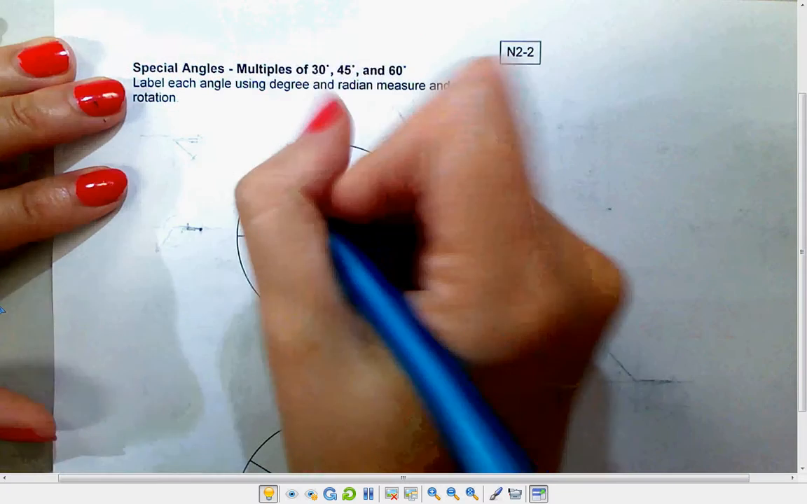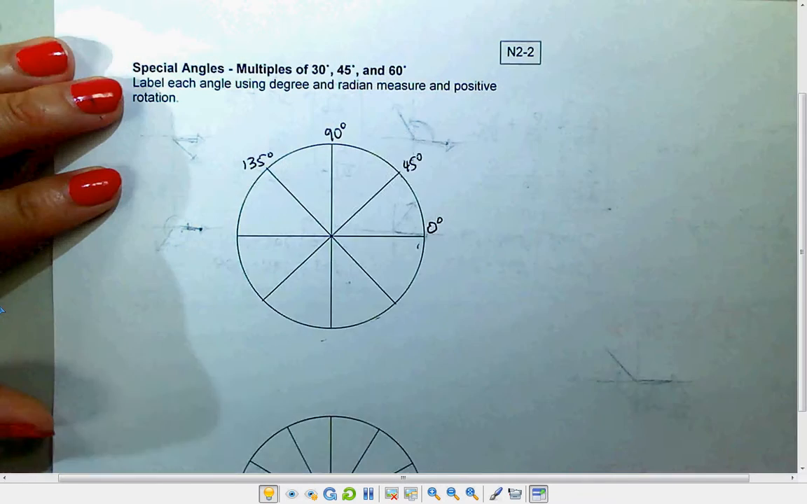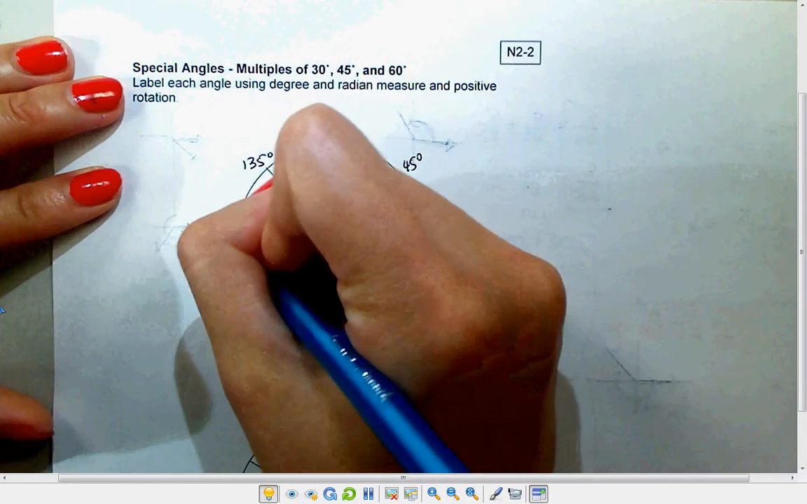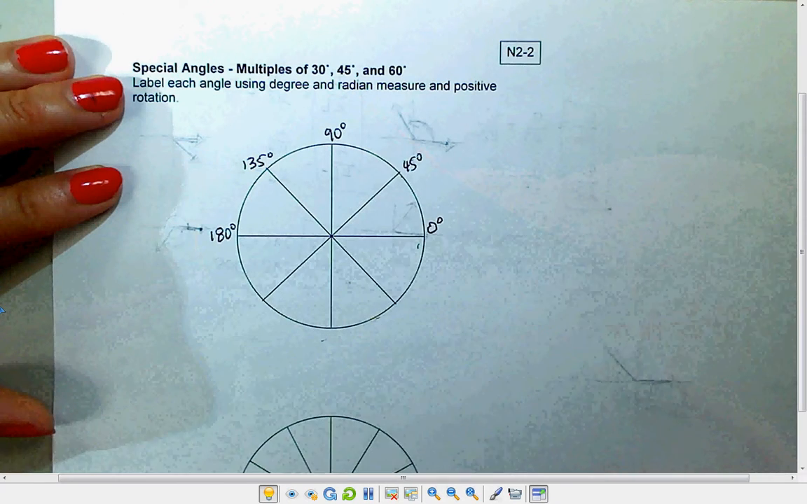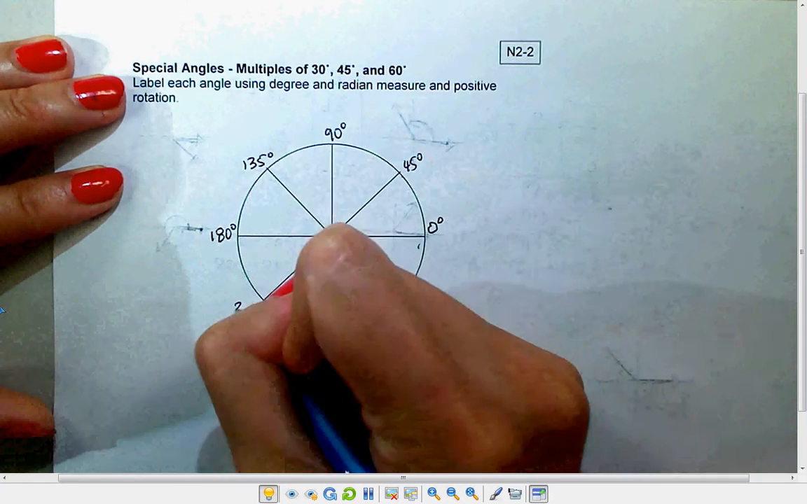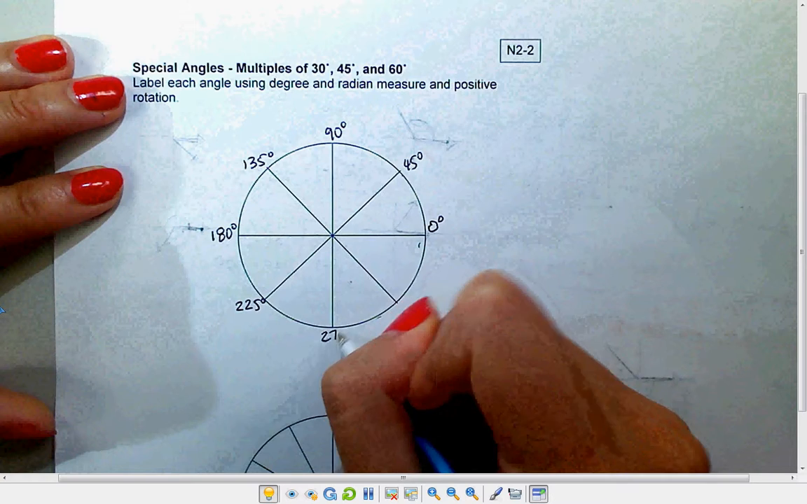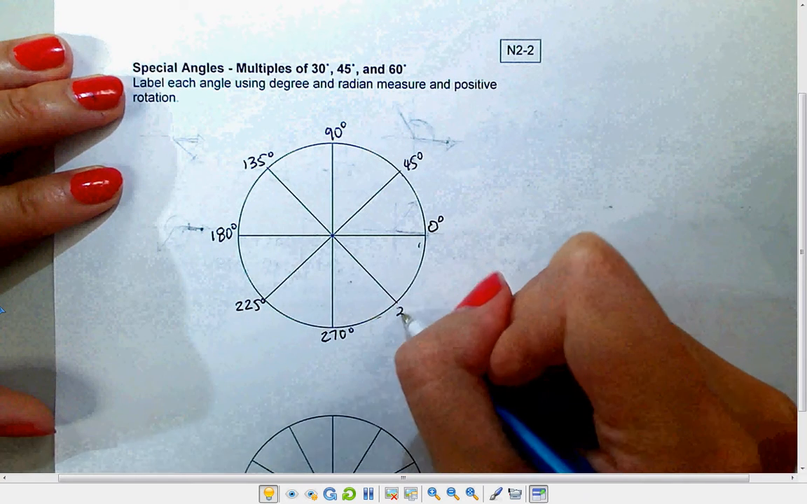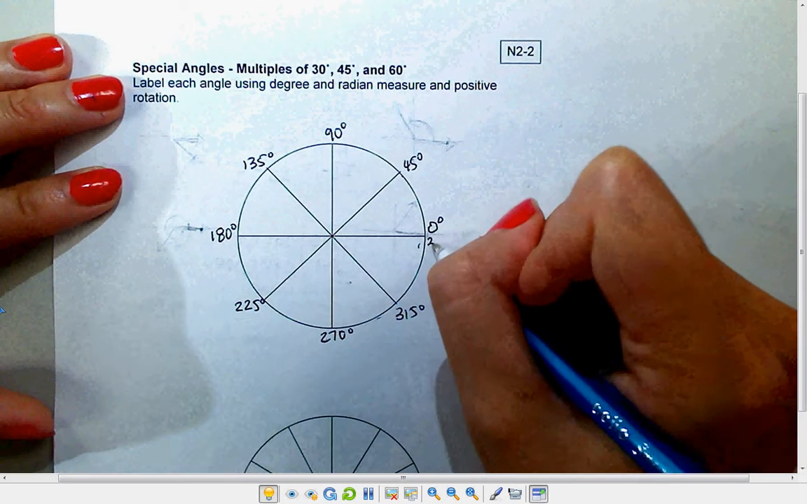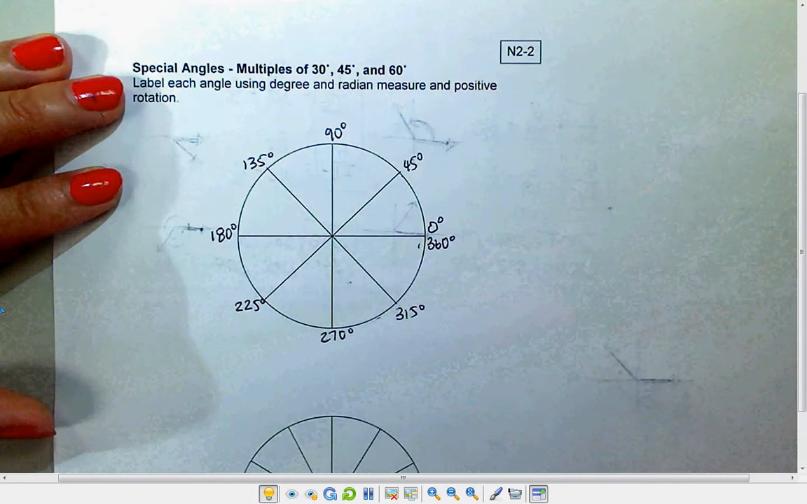We can keep on going around. We're just adding 45 each time: 135, 180, 225, 270, 315, and then back around will be 360. That's all the way around the circle.